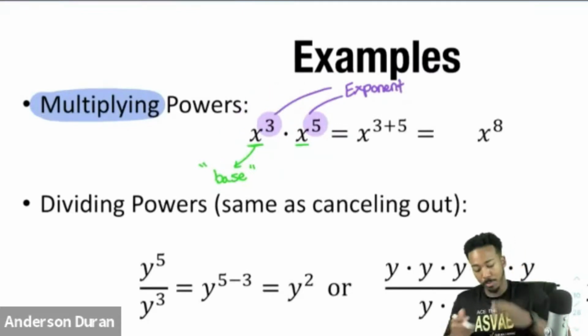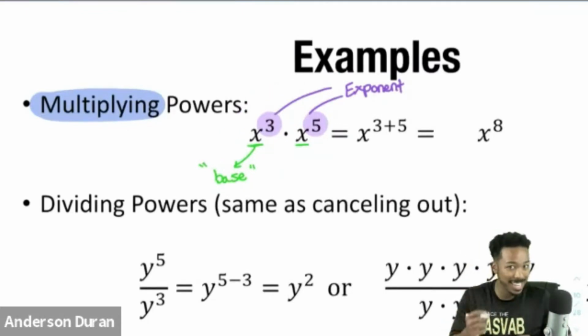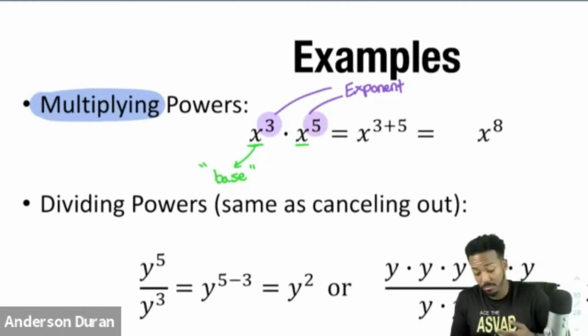So when you're multiplying powers that have the same base, so in this case, x here, x there, cool. All we have to do is add the exponents. So 3 and 5 together, that makes 8. So the way that you can rewrite it is, hey, x to the third times x to the fifth. That's going to be the same thing as saying, hey, x to the 3 plus 5th power. All right, and 3 plus 5, we all know is 8.